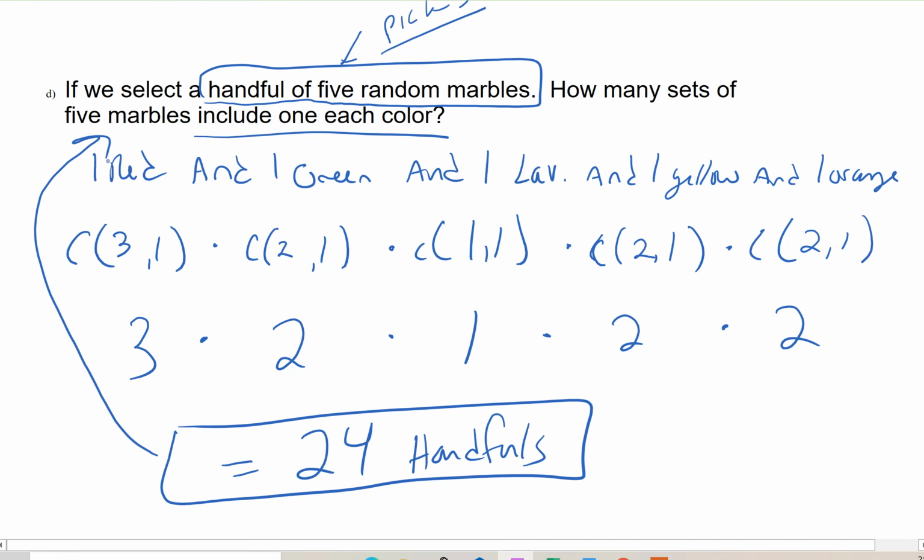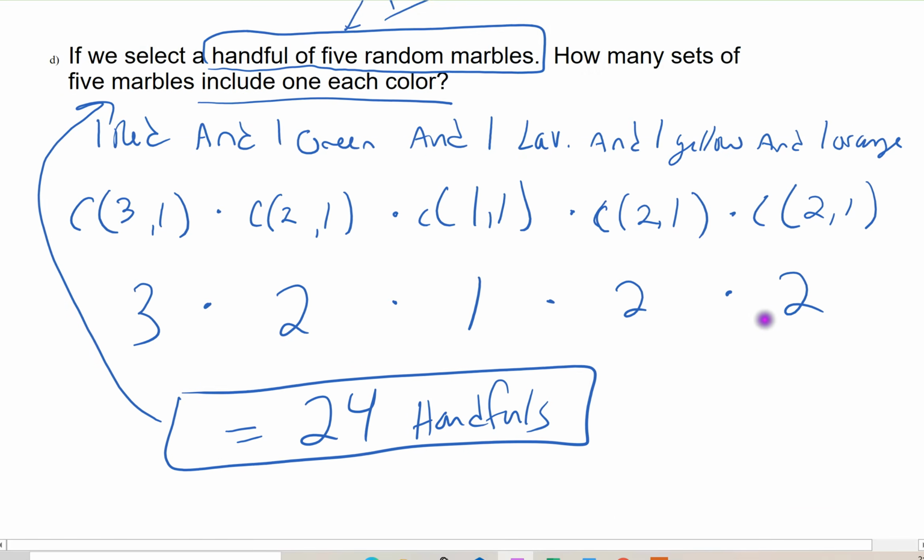Alright, so I don't know what the total is in this case. So that's something I'm leaving for you to find. But there are 24 handfuls where I reach in and I grab out 5 marbles, and I'd get 1 of each of the colors in the bag of marbles.